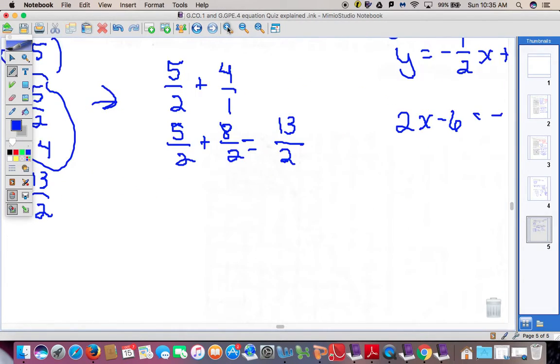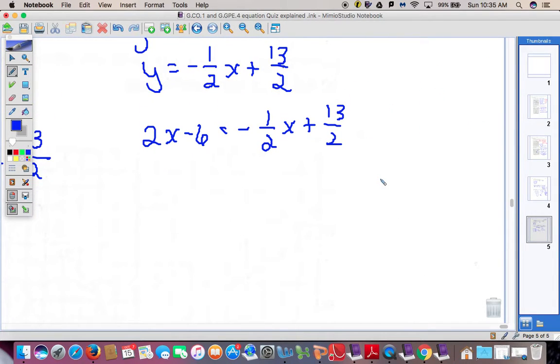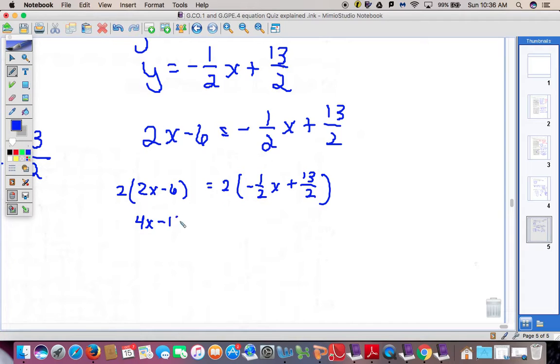And let me zoom in so I can write a little neater. My first step would be to clear my fractions. So I would say 2 times (2x minus 6) equals 2 times (negative 1/2 x plus 13 halves). Now this is exactly the same as what I did on the other page. I just put parentheses around my entire equation, and this time I just used each side of my equation. But I'm doing the exact same thing. So now 2 times 2x is 4x, and 2 times negative 6 is negative 12, equals 2 times negative 1/2 x is just negative x, and 2 times 13 halves is 13.